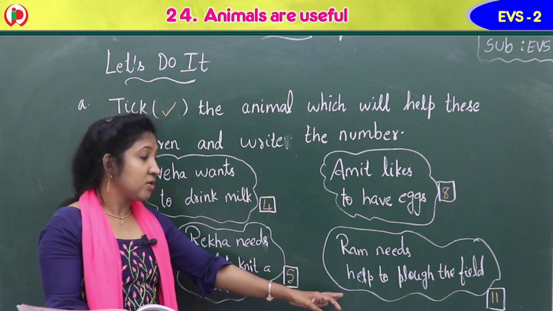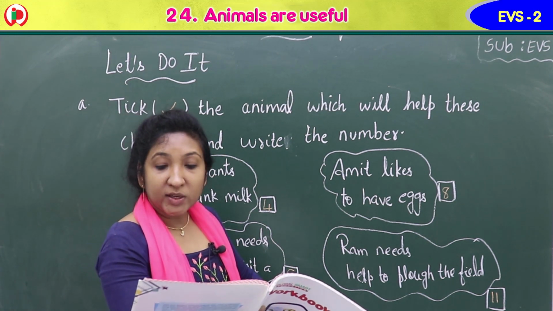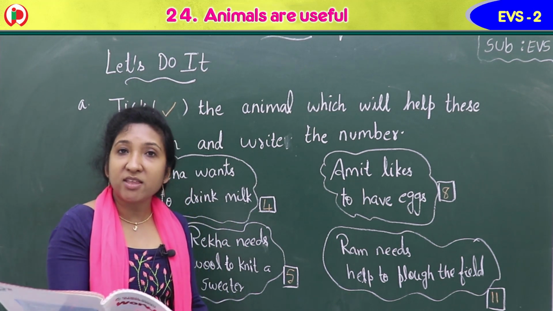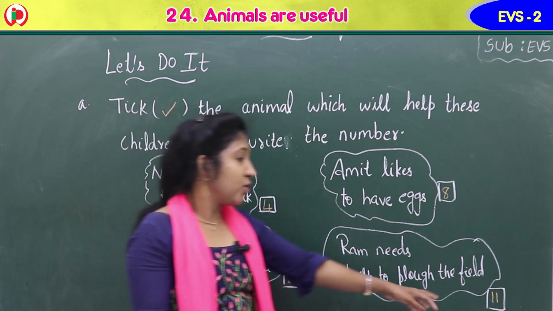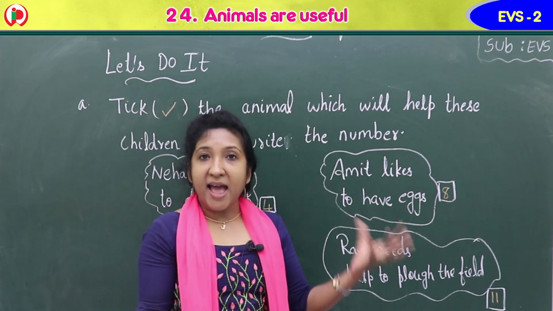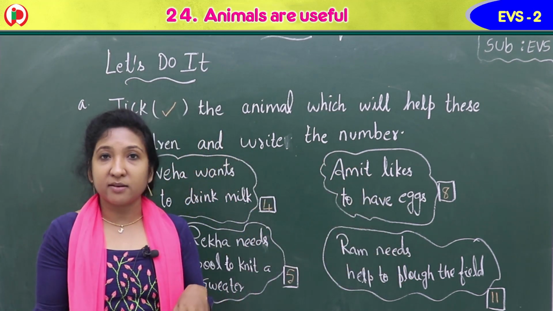Then Ram needs help to plough the field. So he needs an ox to plough the field. You can see the image of ox in 11th number. So 11 number you can write here in the square box. Yes. These are the animals that help these children.